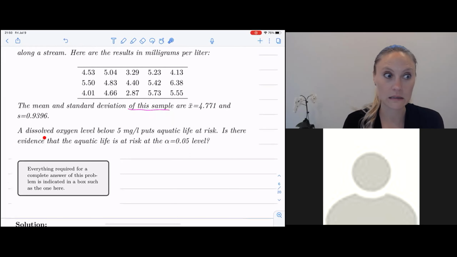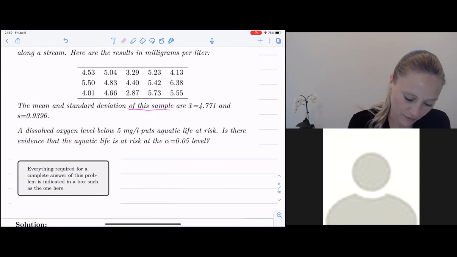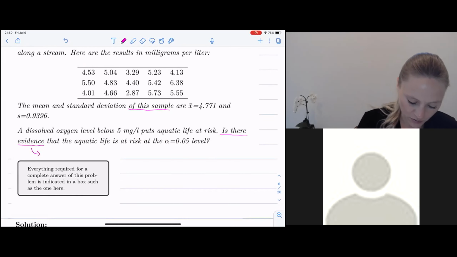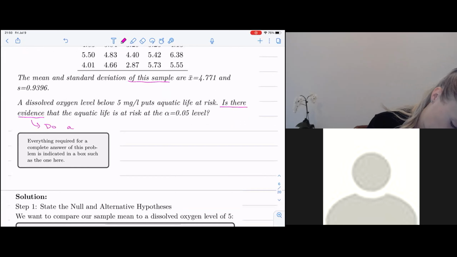So here's the setup: a dissolved oxygen level below 5 milligrams per liter puts aquatic life at risk. Is there evidence that the aquatic life is at risk at the alpha equals 0.05 level? Now, as soon as you see "is there evidence," that tells you to do a full hypothesis test, right? Because that's why we use hypothesis testing, is to build evidence. So do a full hypothesis test.